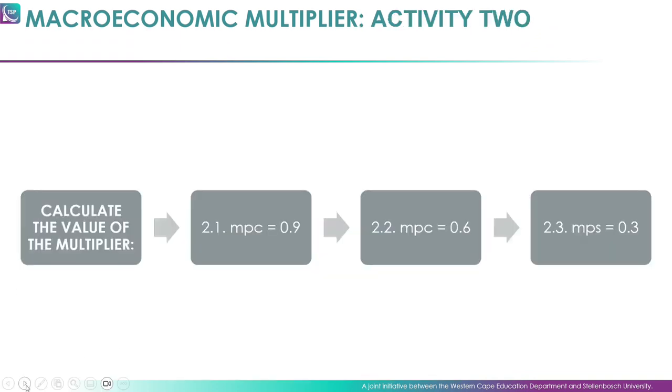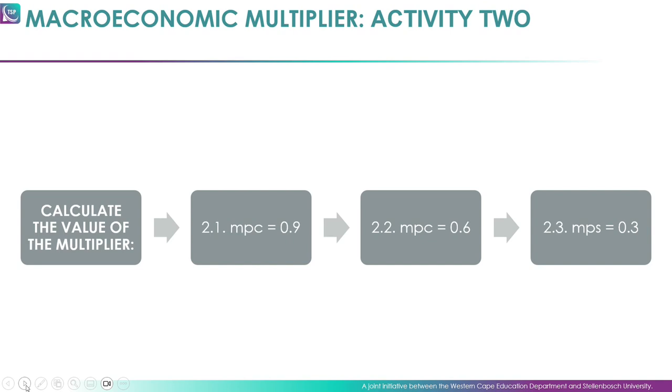Then the last activity, which is activity 2, says we need now to find the value of the multiplier. So for 2.1, they've given us MPC. MPC is 0.9, and in the second one, the MPC is 0.6. And then the last question, which is 2.3, they have given us MPS now. So I was saying you need to pay attention so that you know which formula. Obviously for 2.3, you are going to use the formula for MPS.